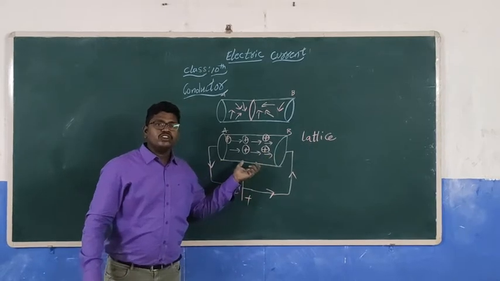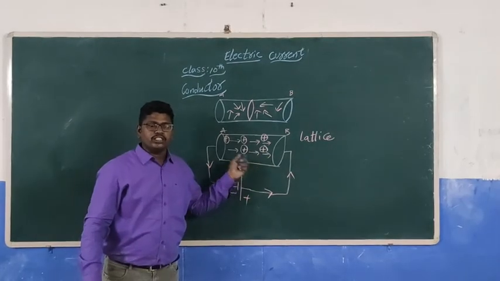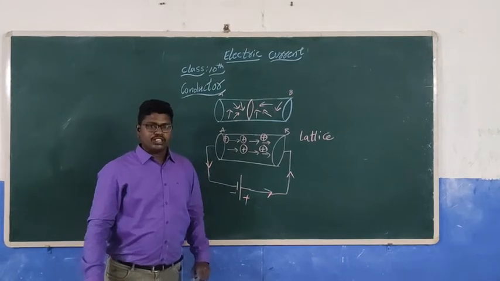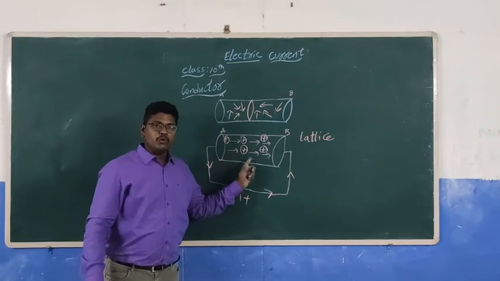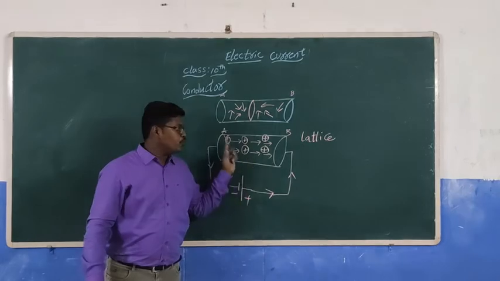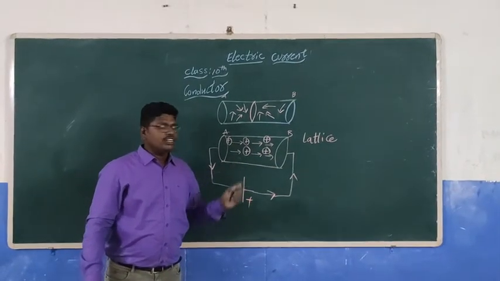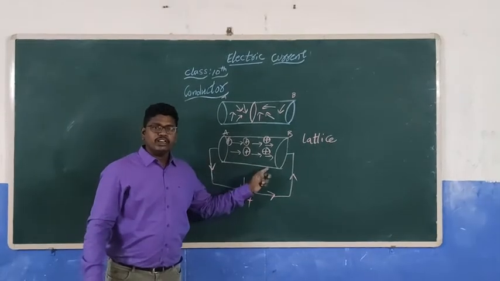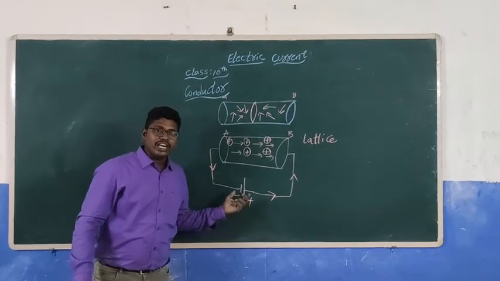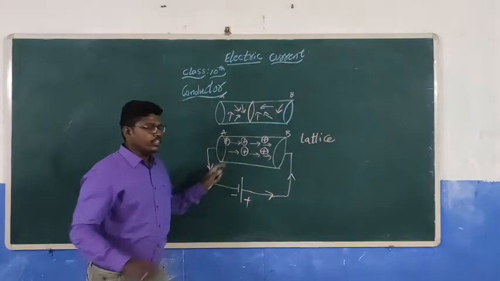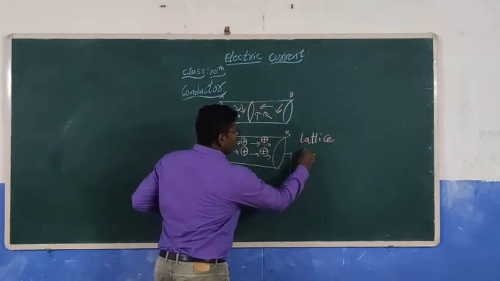So what charges will be in motion? That is negative charges, or electrons. Electrons will move from A to B in a particular order. The reason the charges move in a particular order is that whenever you connect an external voltage source, a force is developed. That force we call an electric force.